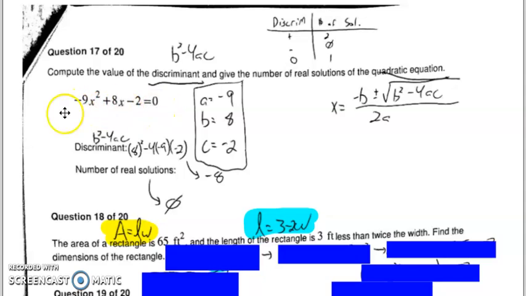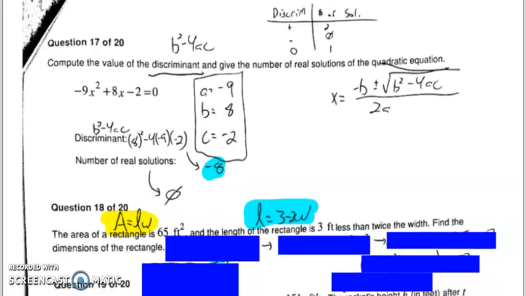So they give us an equation set equal to 0. I listed out my a, b, and c values here, and then it just comes down to plugging in. 8 is b, negative 9 is a, negative 2 is c. Plug those in and throw it right into the calculator. My discriminant is negative 8. Well, since my discriminant is a negative number, that means I have no real solutions.